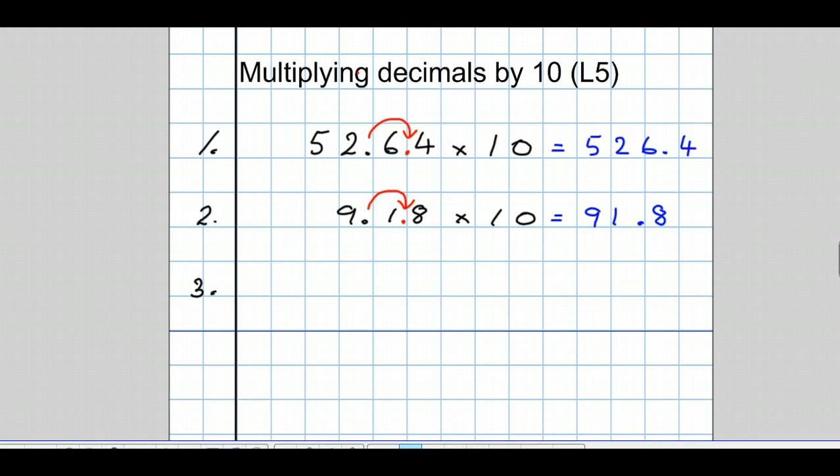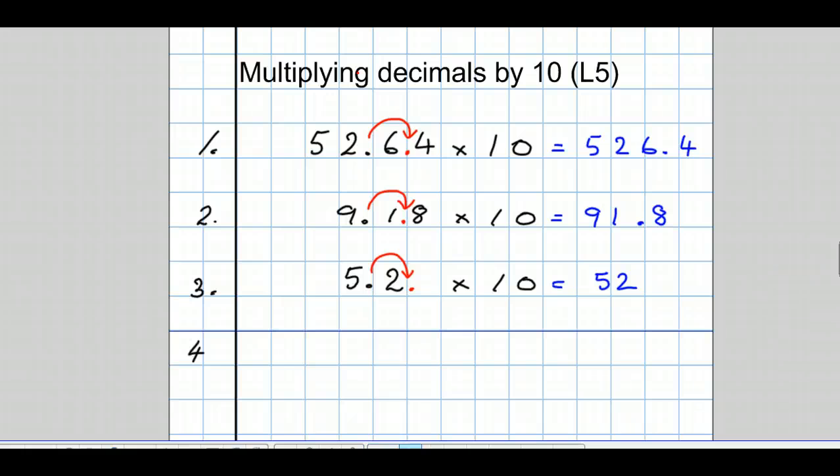Question 3. 5.2 times 10. Well, we move the decimal point to the right, but we don't write down 52 point nothing, because there's nothing coming after the decimal point. We ignore it. We don't have a decimal point with nothing after it.